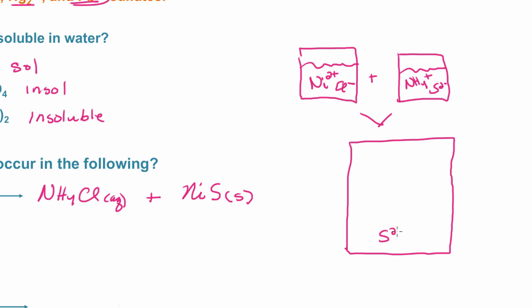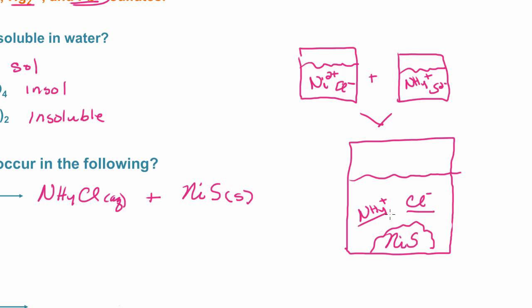We get sulfide ions, nickel ions, ammonium ions, and chloride ions. Well, it turns out that nickel sulfide is insoluble. So what happens is that nickel and the sulfide ions will come together and form solid nickel sulfide. And what we end up with in solution are ammonium ions and chloride ions.